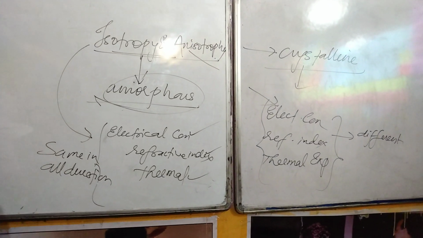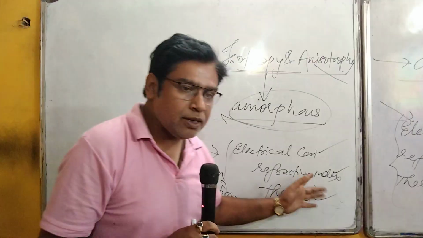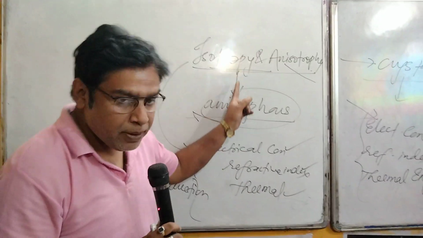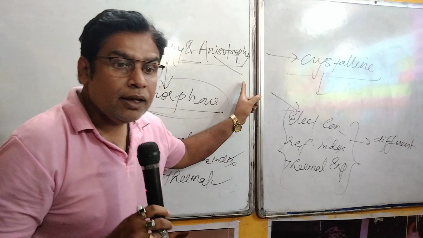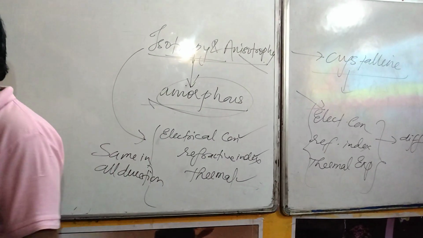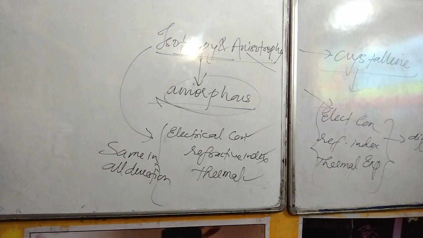So one thing is proved here: amorphous substances are isotropic in nature, but crystalline substances are anisotropic in nature. Everyone has to remember this.